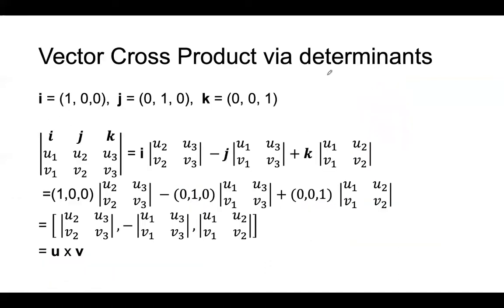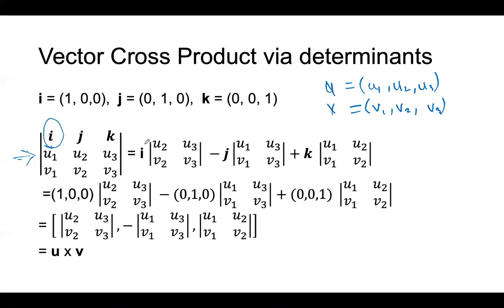Now there's a link between determinants and vector cross products. Remember that i, j, and k are just the component vectors. So i is 1, 0, 0, j is 0, 1, 0, and k is 0, 0, 1. If you calculate the determinant with a vector u, where u is u1, u2, u3, and a vector v, where v is v1, v2, v3, we can write it in this particular way.